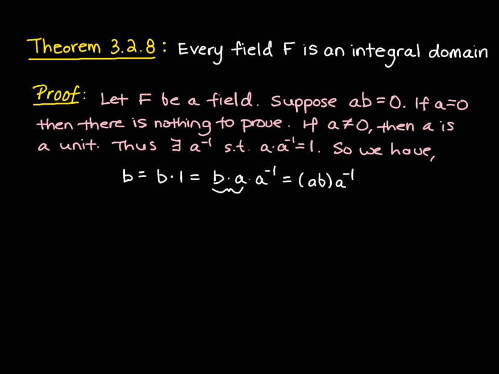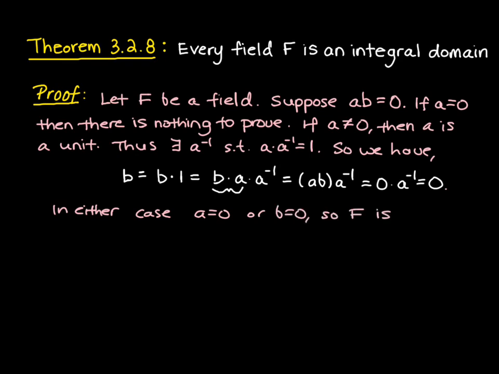is because every field is a commutative ring. So I know that B times A is equal to A times B. And what is A times B? That's 0. So I get 0 times A inverse, and that's just equal to 0. So this tells me that if A is not equal to 0, then B is equal to 0. In either case, A is equal to 0 or B is equal to 0, so F is an integral domain.